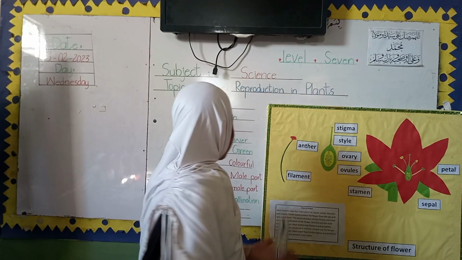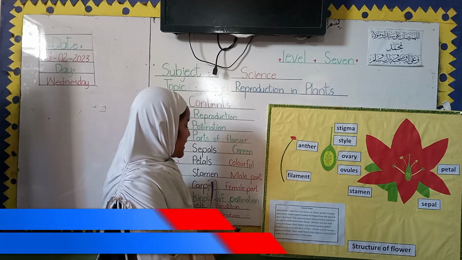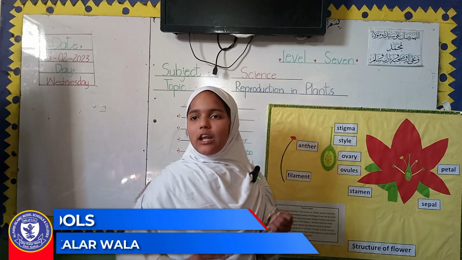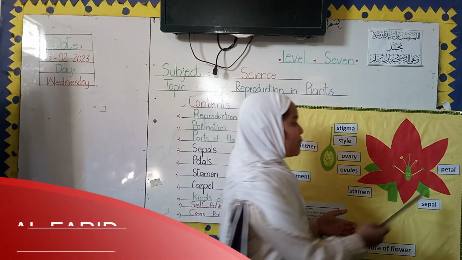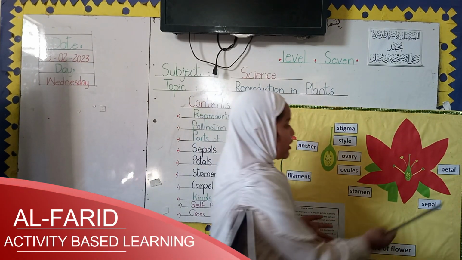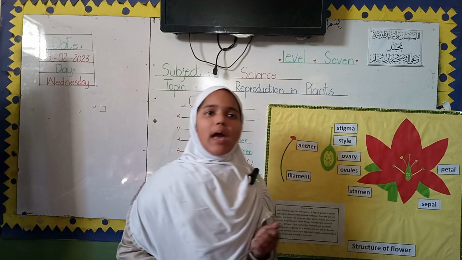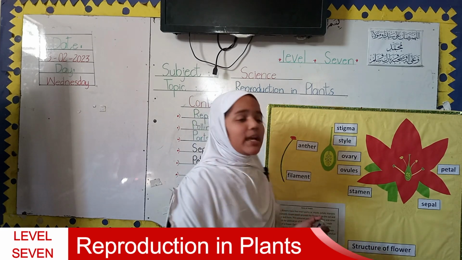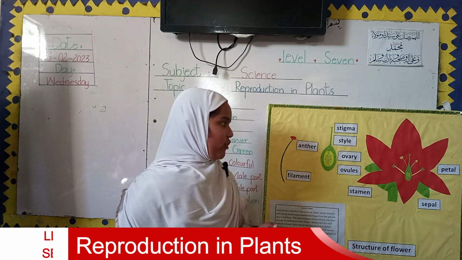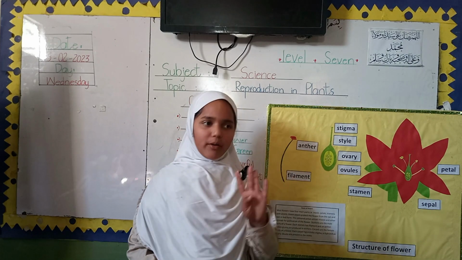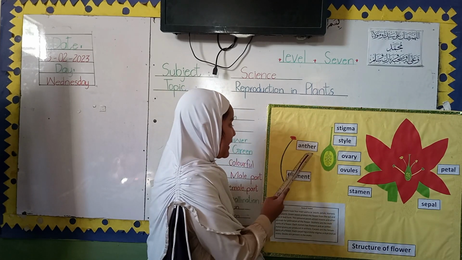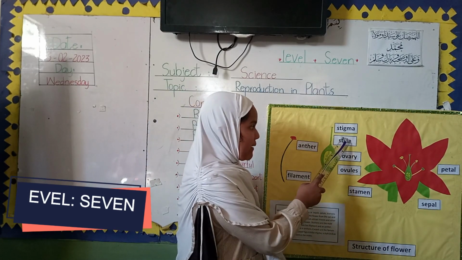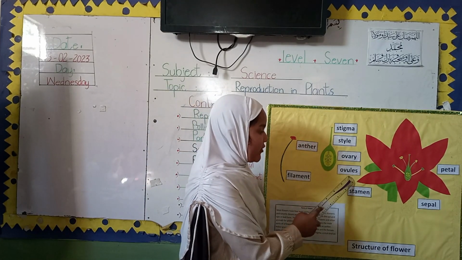Most flowers have parts: sepals, petals, stamen, and carpel. Petals are colorful, and petals attract insects to themselves. Sepals are green, and sepals protect the flower. Stamen is the male part of a flower. In stamen there are two parts: anther and filament. And in carpel there are four parts: stigma, style, ovary, ovules.